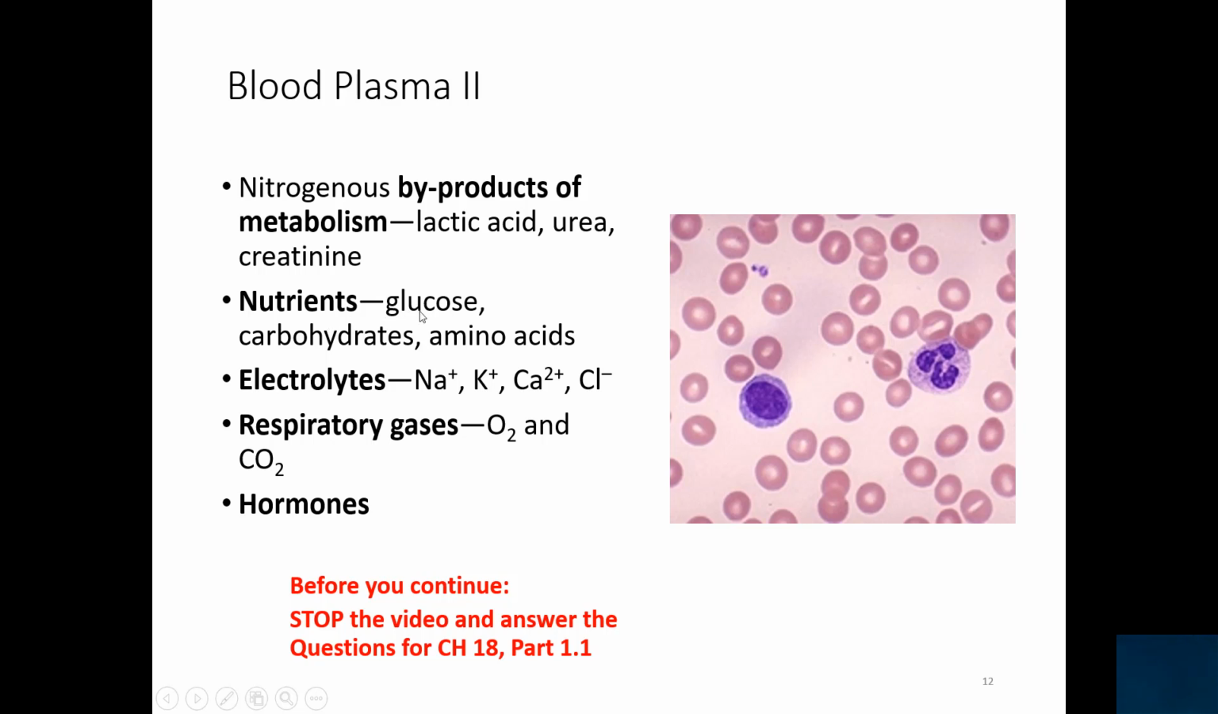Nutrients carried by blood would be glucose, your fuel for the cells, other types of carbs, and amino acids. A lot of electrolytes take part in different regulatory processes. For example, our muscles would not be able to contract without calcium. Respiratory gases, oxygen and carbon dioxide, are carried in blood plasma, a small amount of oxygen, and different hormones.